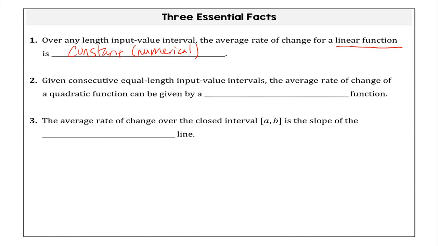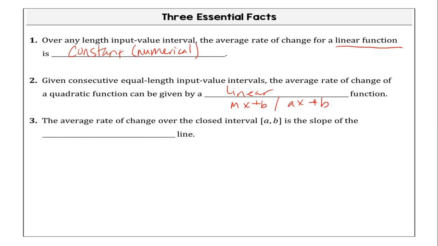Okay. Given consecutive equal length input value intervals, the average rate of change of any quadratic can be given by a linear function, which means that it's given in the format of mx plus b. As you go further into math, the m becomes an a because you're not necessarily talking about a specific linear equation. You're talking about a rate of a quadratic function or a function in general. So if you ever looked on the TI-84, you'll notice that it doesn't say mx plus b. It says ax plus b.